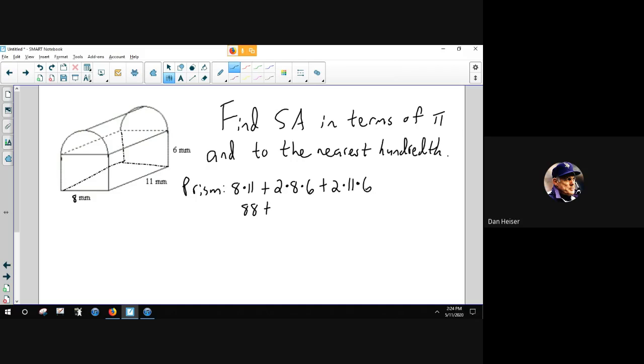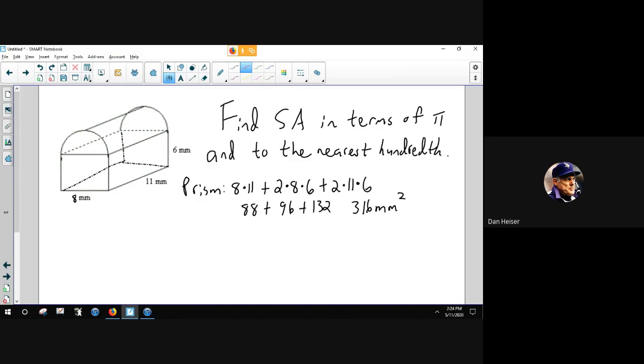There we have 88. Here we have 96. Here we have 132. Adding all those up gives us 316 square millimeters of area for the prism.